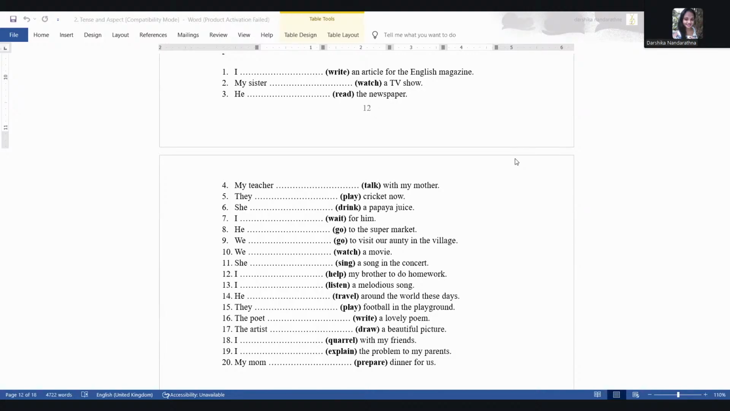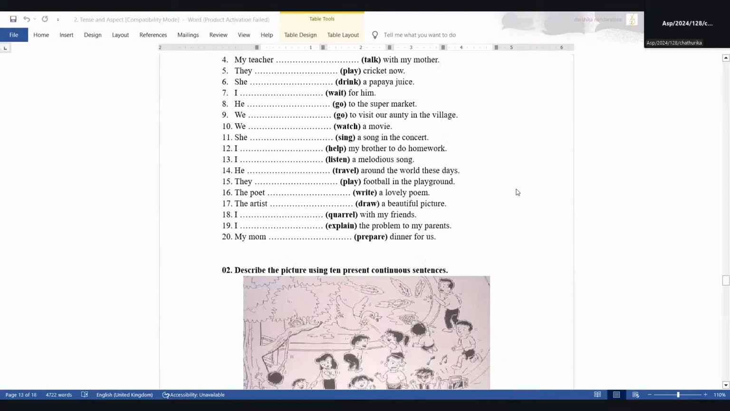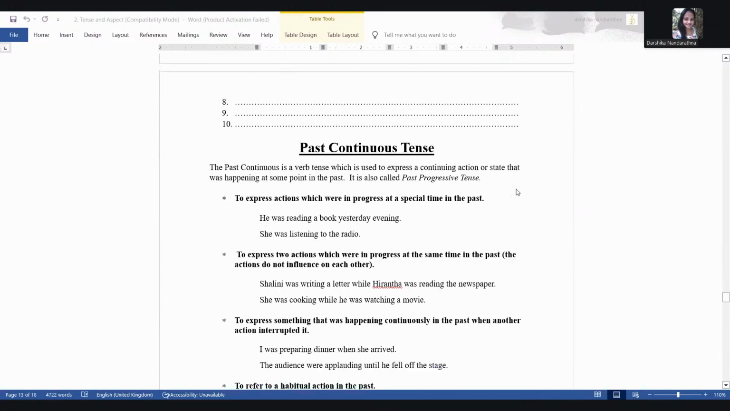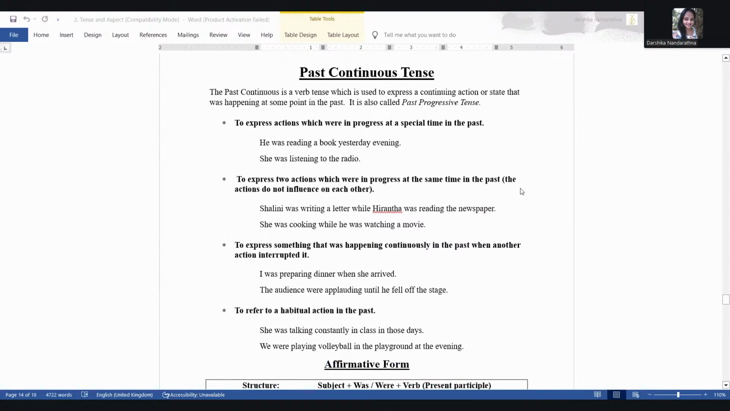I am quarreling. Quarrel means fight, son. රණ්ඩු වෙනවට අපි quarrel කියනවා. I am quarreling with my friends. I am explaining the problem to my parents. My mom is preparing dinner for us. Thank you very much for giving me your answers. Then quickly let's move on to past continuous tense.